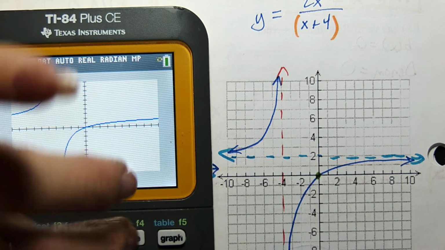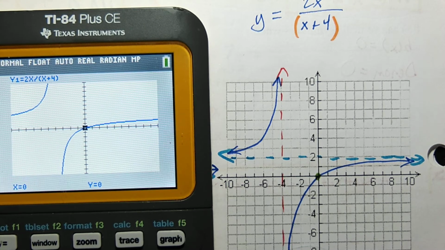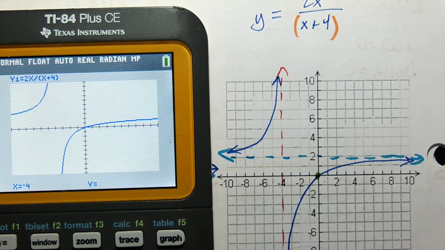If I hit trace and 0, what should I get? 0. Woo! What happens if I trace -4? Nothing. It's undefined there because of the vertical asymptote. Riveting. All right, folks, turn the page.